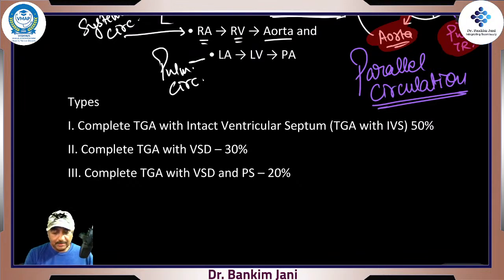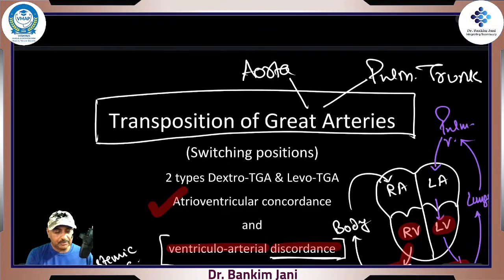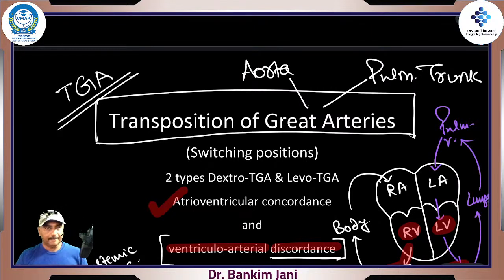This is transposition of great arteries. So from this point onwards, now we'll start writing it as TGA. Okay? From this point onwards, we'll write it as TGA. Now, transposition of great arteries, this is like there is a combination of things, right? So many things are happening.